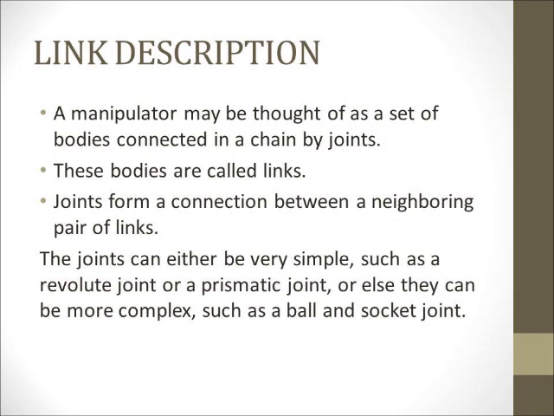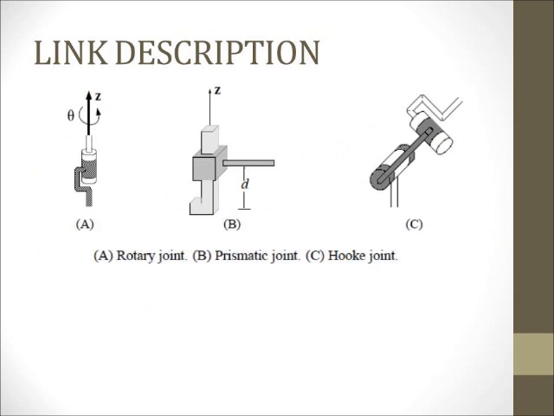Let's go to the link description. A manipulator may be thought of as a set of bodies connected in a chain by joints. These bodies are called links. Joints form a connection between a neighboring pair of links. The joints can be either very simple, such as a revolute joint or a prismatic joint, or else they can be more complex, such as a ball and socket joint.